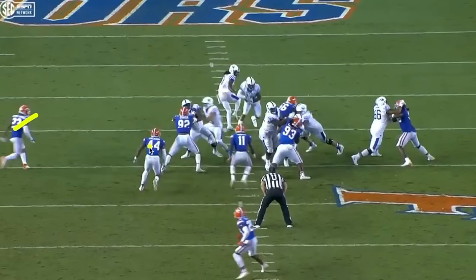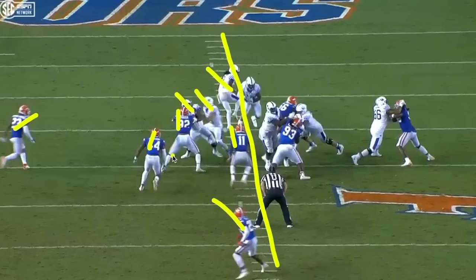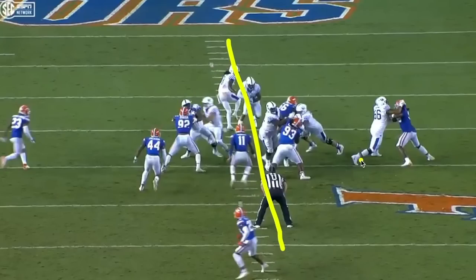So we have 1, 2, 3, 4, 5 players on the left side of this formation, and Kentucky only has 1, 2, 3 players on that side. On the offense's right, your left, the viewer, Florida has a 5-on-3 advantage. On the offense's left side, Florida only has 1, 2, 3 defenders, and Kentucky has 1, 2, 3, 4, 5 players. On that side, Kentucky is the one that has the 5-on-3 advantage.